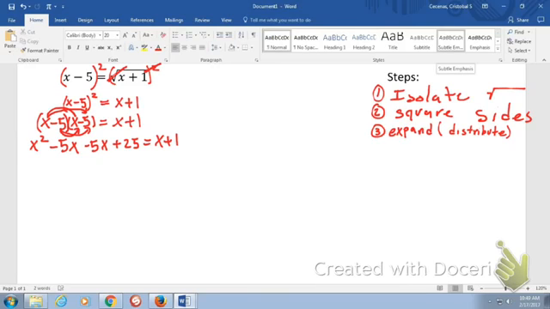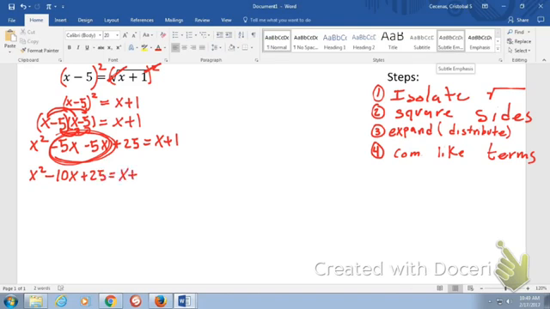Now, in here, after we expand, we need to combine like terms. So we're going to combine like terms, meaning we are going to get this together. Okay, they have an x and an x, right? So we can combine them. So we get x squared minus 10x plus 25 is equal to x plus 1.